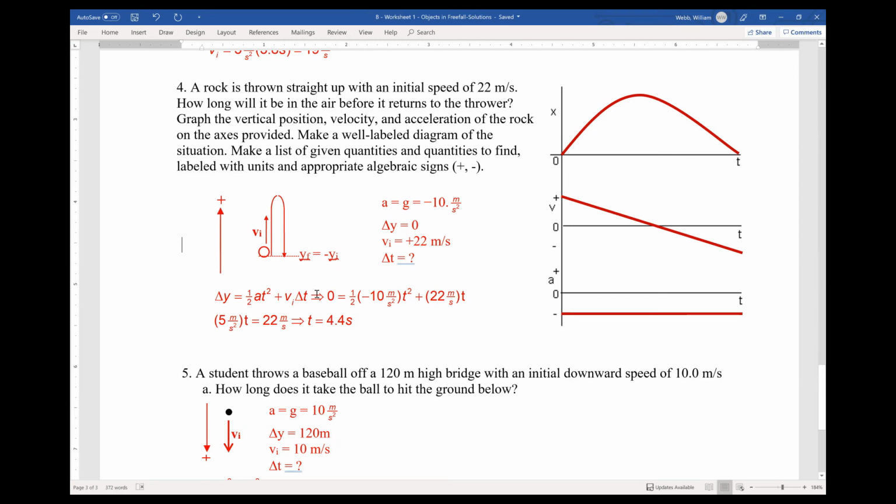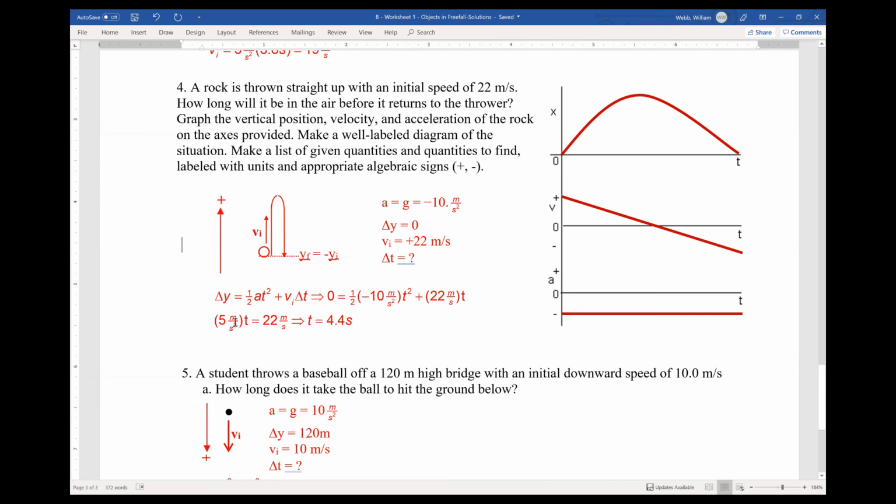I know my delta y, so here's my equation in this first part. Delta y equals 1/2 at squared plus vi delta t. I substitute 0 in for delta y, substitute -10 in for a, substitute 22 in for vi, and then I'm just solving for t. Since it's 0 over here, I just take half of the -10 to get -5 and then move it to the other side of the equation.